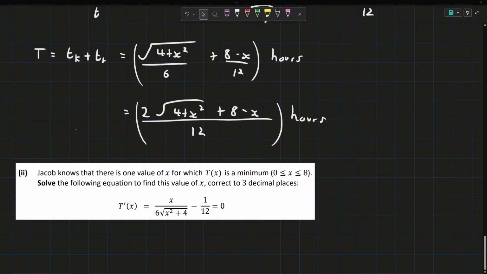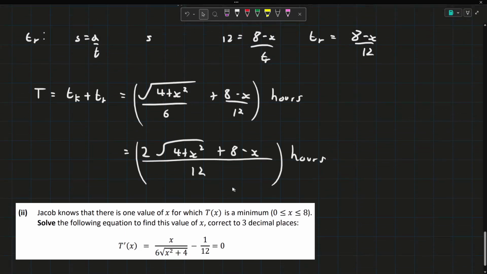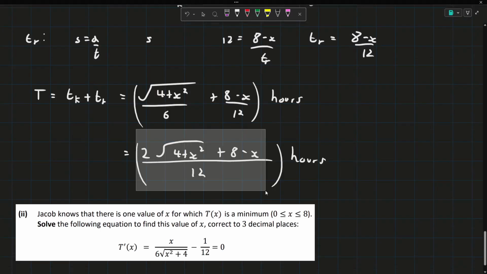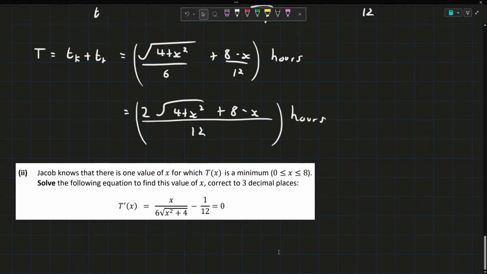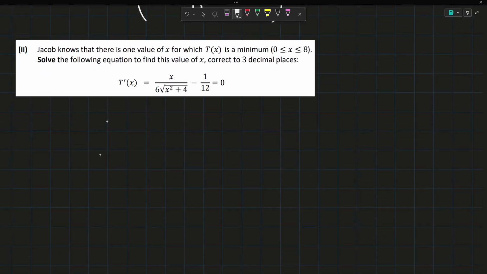So then basically what they do is they differentiate it for you, and they set that equal to 0, which allows you to find the local maximum or minimum, in this case the local minimum. A way that you could check your answer here is if you differentiate it and you get this, then you know you're correct, but you didn't have to differentiate it, so we can actually just solve this for x. We can bring the 1/12 to the other side, so we're going to have x over 6 root x squared plus 4 is equal to 1 over 12. And then we could multiply both sides by 12.